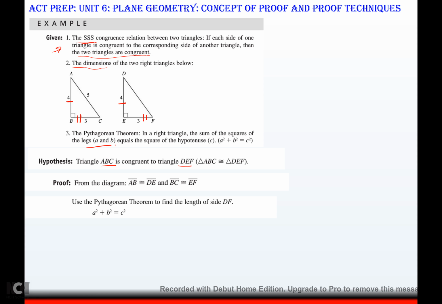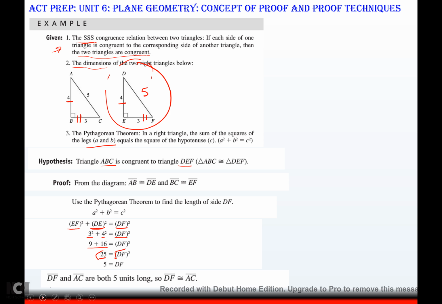We can also say that because of the Pythagorean theorem, which has been proven, in this triangle, EF squared plus DE squared, in other words, leg squared plus leg squared equals hypotenuse squared. So I have 3 squared plus 4 squared equals hypotenuse squared. That's 9 plus 16, which is 25. Square root both sides, and you get DF equals 5. So then I can say that DF and AC are both 5 units long. So now I can say that DF is equal to AC. And now I can say, therefore, the triangles are congruent by the side-side-side theorem.